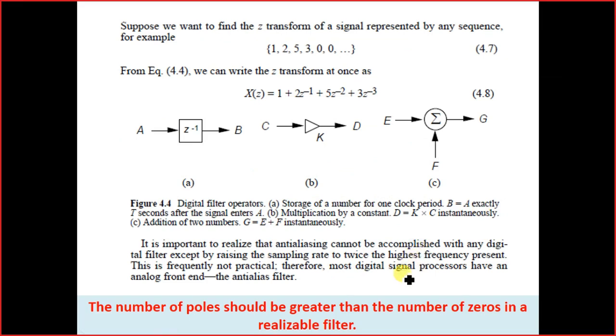Now, before we move forward, we have to keep this in mind: the number of poles should be greater than the number of zeros in a reliable filter. So whenever we are designing a filter, we have to keep in mind that the number of poles should always be greater than the number of zeros.